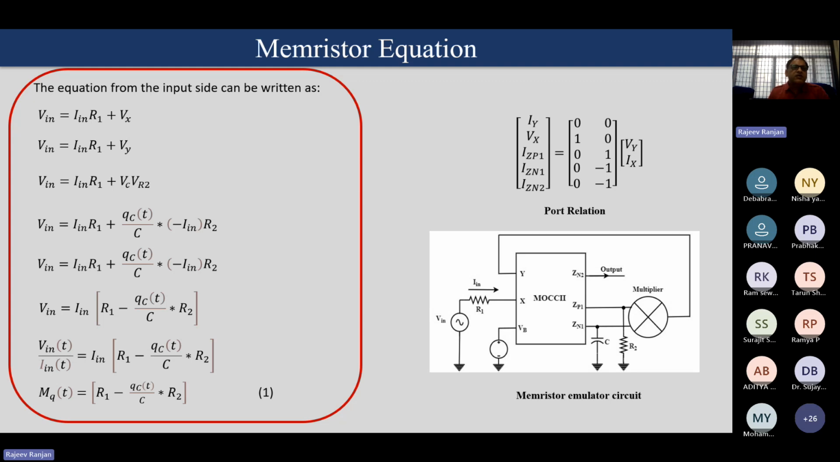If you see the equations, V_in equals I_in R1 plus Vx, V_in equals I_in R1 plus Vy. So V_in equals I_in R1 plus Vc and V_R2. You can easily understand from this equation. So V_in equals I_in R1 plus Qc upon C into minus I_in R2. So V_in equals I_in into R1 minus Qc upon C R2. So the Memristor's equation is this one, and this is the port relationship of this MOCCII.